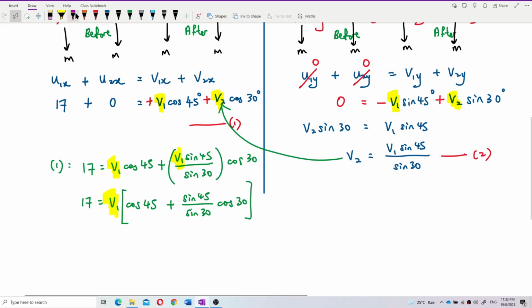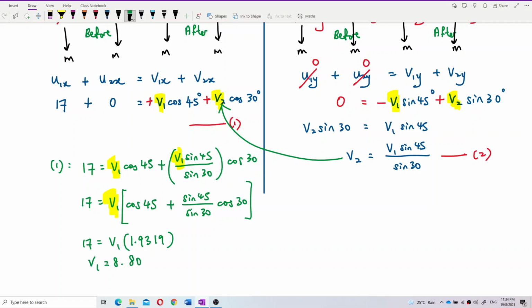So how to continue? You just find out v1. Let's calculate first. 17 equal to v1 times the bracket. Okay, so the answer I get for the bracket is 1.9319. Then we divide again, and we got the answer 8.80. That's the magnitude of velocity 1, or the speed of ball 1.